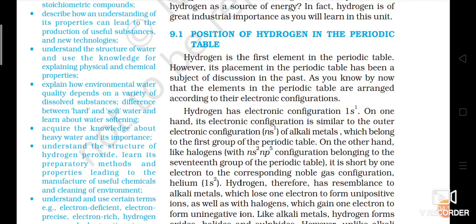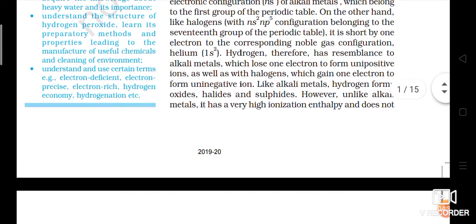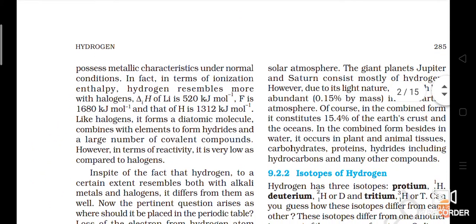Next, like alkali metals, hydrogen forms oxides, halides and sulfides. However, unlike alkali metals, it has a very high ionization enthalpy and does not possess metallic characteristics under normal conditions.